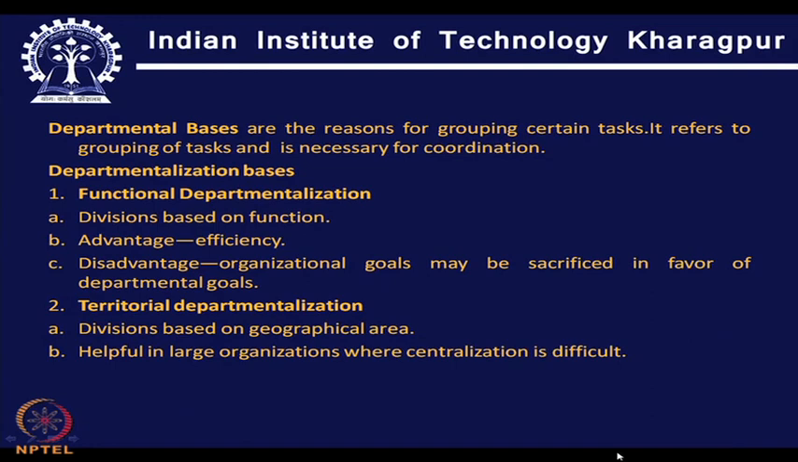So departmental bases are the reasons for grouping certain tasks. It refers to grouping tasks and it is necessary for coordination. Functional departmentation is divisions based on functions. The advantage is efficiency. The disadvantage is that organizational goals may be sacrificed in favor of departmental goals.